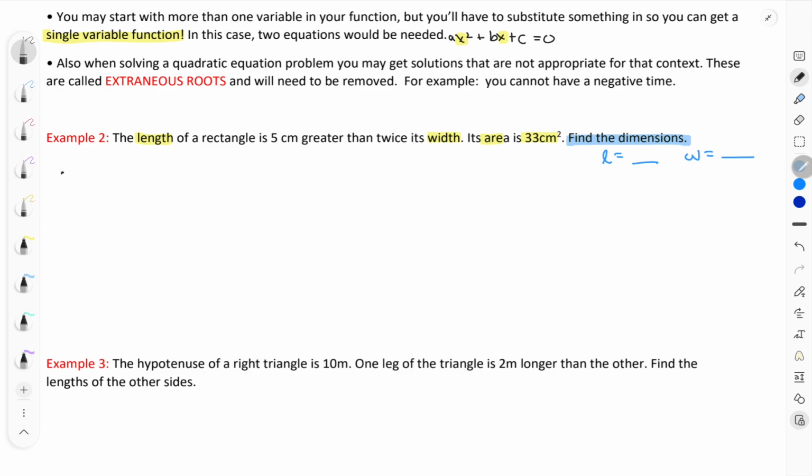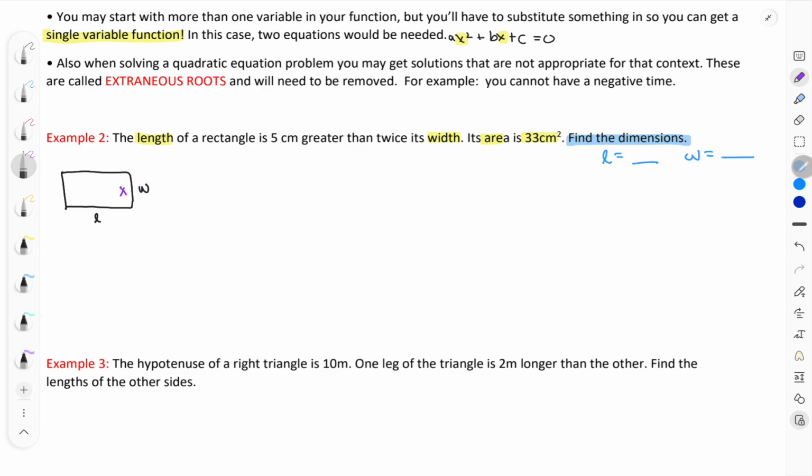When in doubt, sketch it out. Let's draw a quick picture of what this rectangle could look like. It says the length is longer, right? It's 5 centimeters greater than twice its width. So what if I talk about both of these in terms of x? I can do some sort of substitution, right? But I can also set up the problem in some cases in one variable.